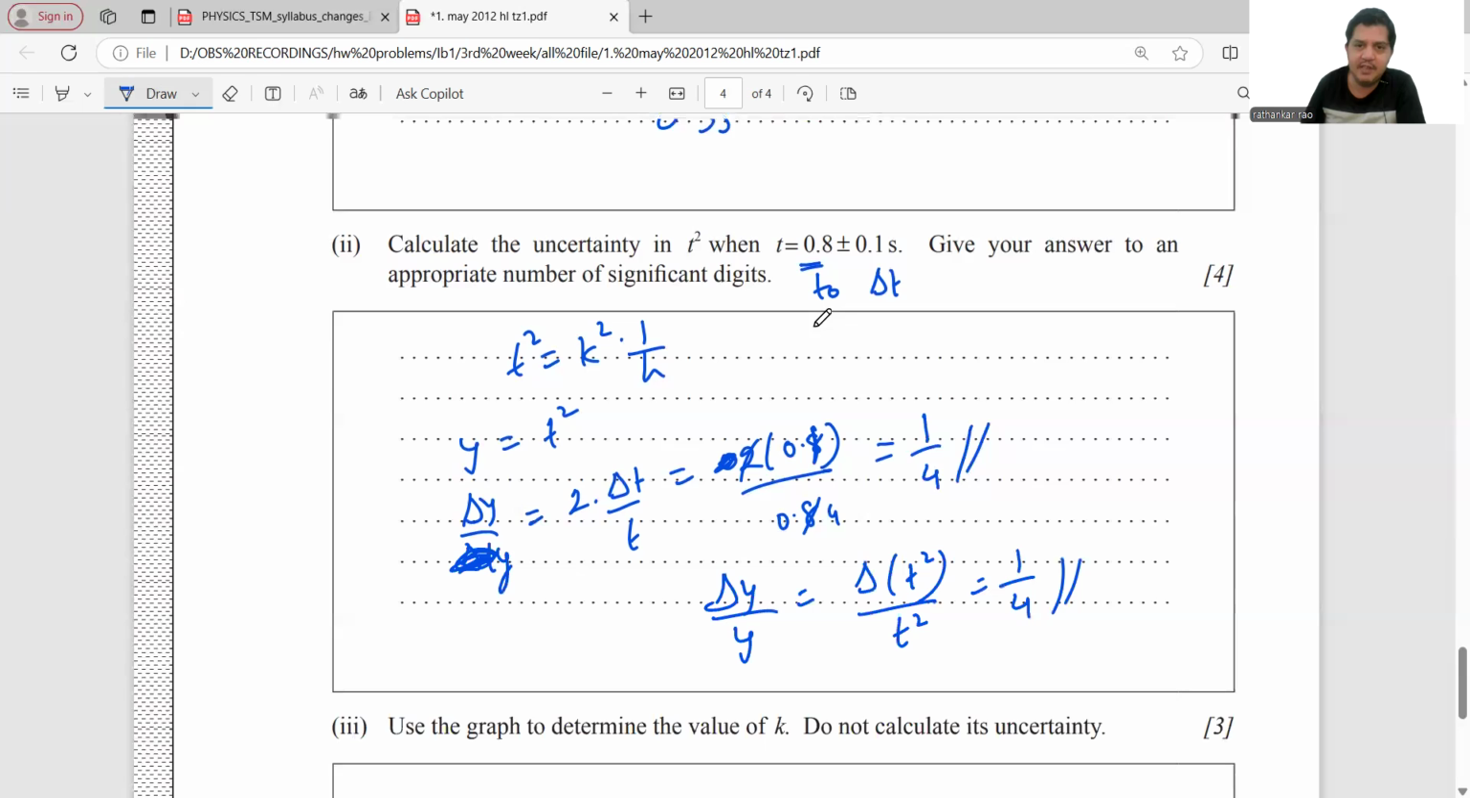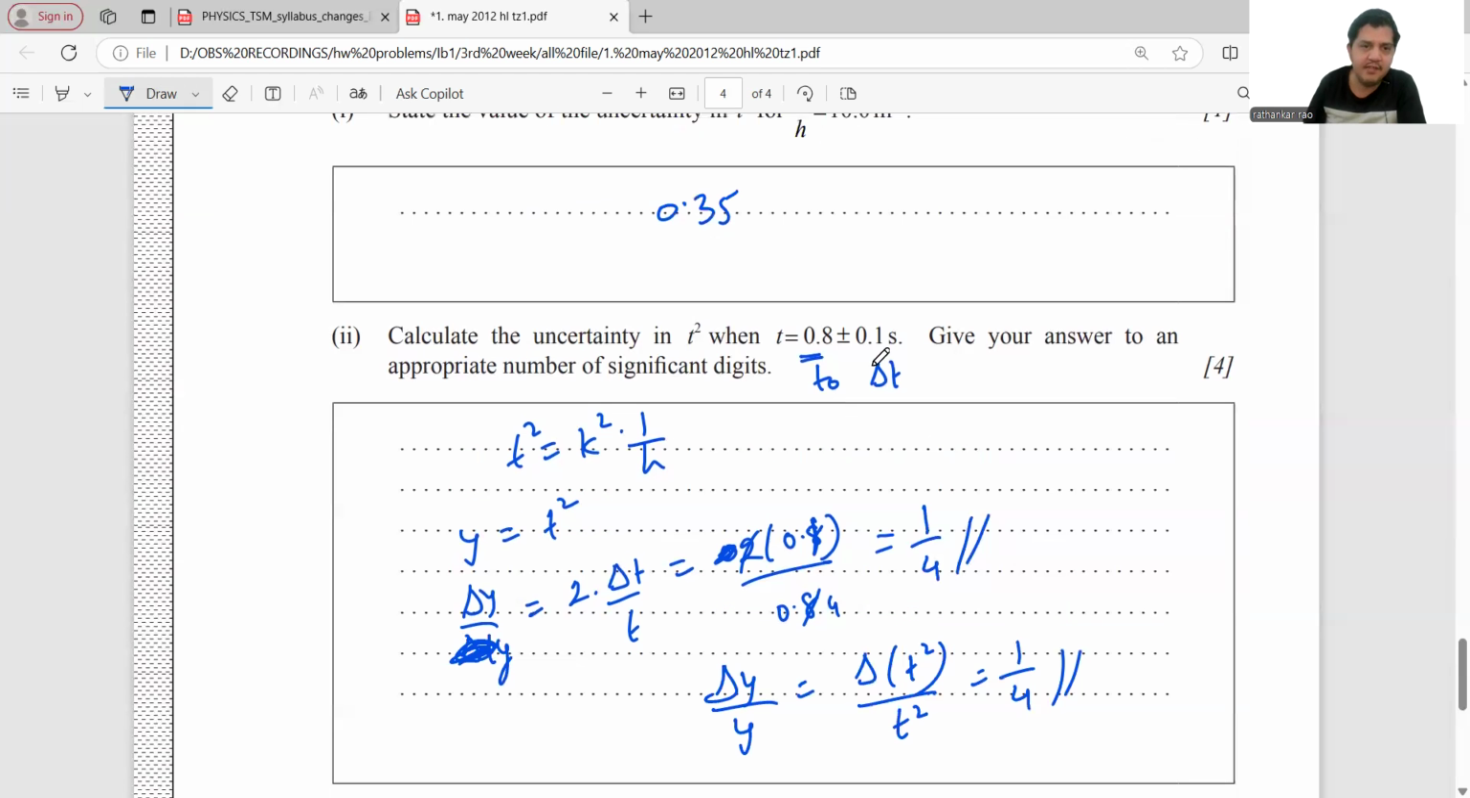Now let us see whether you are getting the same thing. Get your answer. Calculate the uncertainty in t square when t is equal to so much. So you got the right answer, right? So therefore it is equal to 1 by 4.